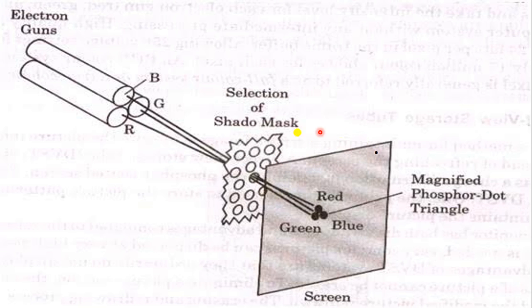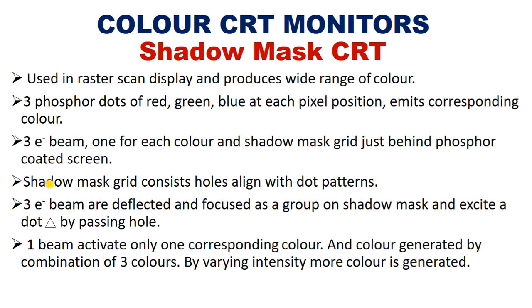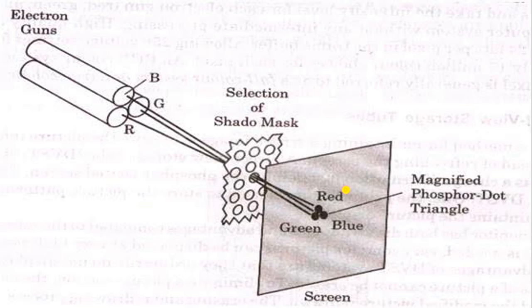Beside one pixel, one hole will be there, and we know that inside one pixel these three colors will be there. So for one pixel, one hole, and however many pixels there are, that many holes. So don't get confused. The shadow mask grid consists of holes aligned with dot operators.